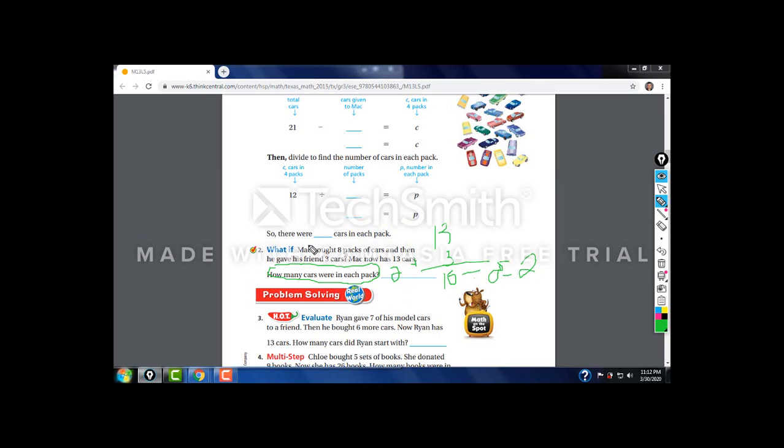Notice how I did it. See, he has 13 now. But he gave 3 to his friend, so originally he had 16. And they're in 8 packs of cars. So 8 packs, so there's 2 in each pack. Very good.